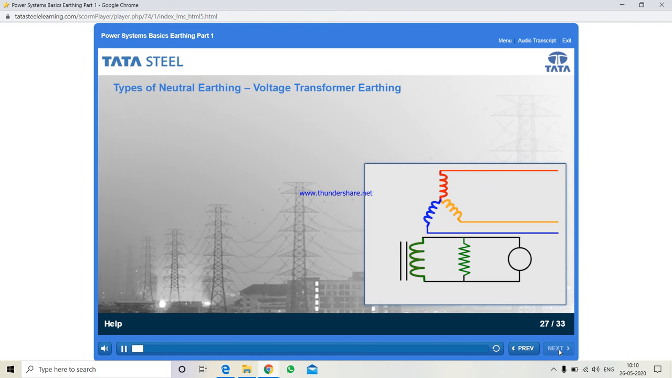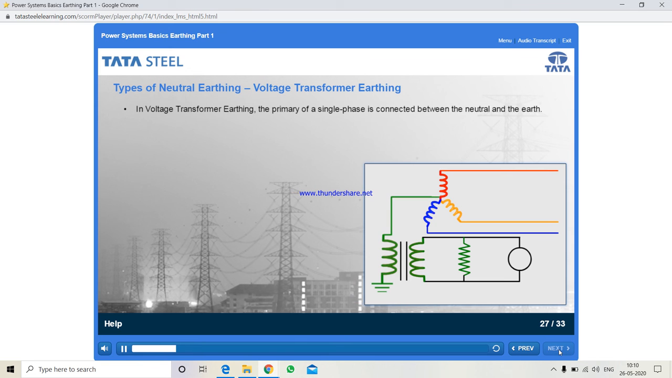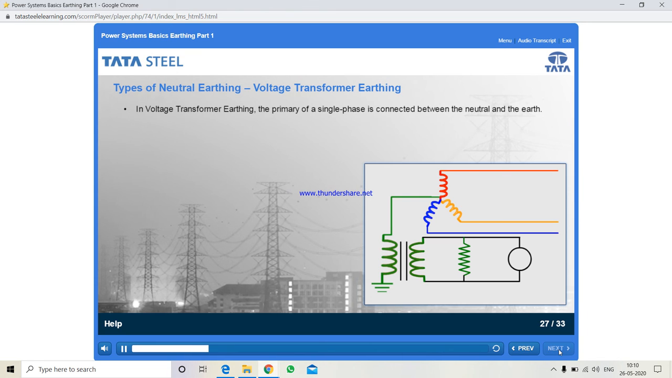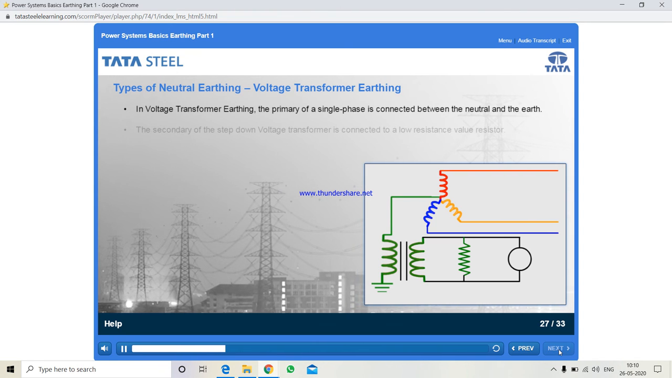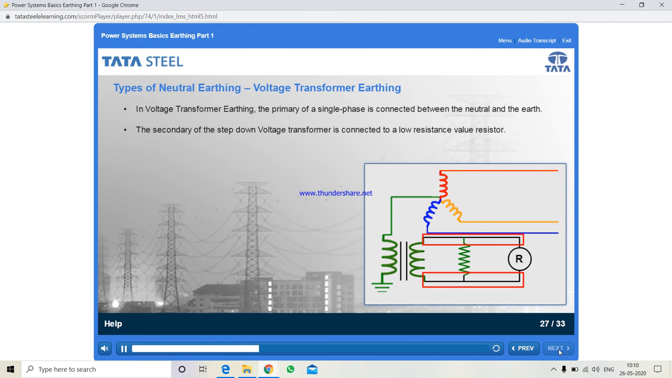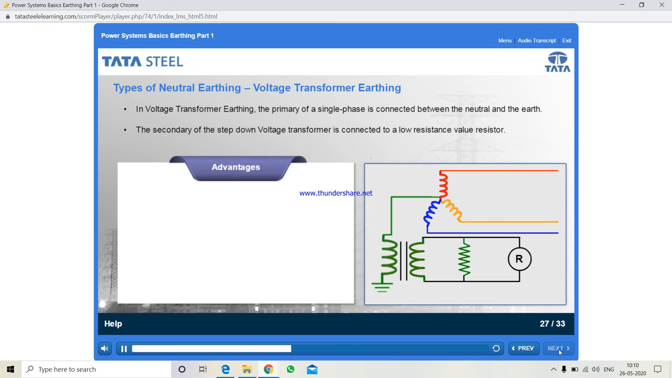The next type of earthing is voltage transformer earthing. In this method of earthing, the primary of a single phase voltage transformer is connected between the neutral and the earth. The secondary of the step-down voltage transformer is connected to a low resistance value resistor. Let us now look at the advantages of this system.